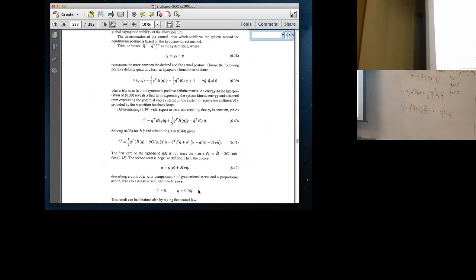See how much I accomplished. Did I do something reasonable? I have the Q double dot guy. Okay, he has the Q double dot on the other side, which you can just transpose because it's a scalar. What else? 1/2 Q dot transpose B dot Q dot. And here he has minus Q dot transpose. How did he do that? Bloody hell. Okay, fine. Very simple.